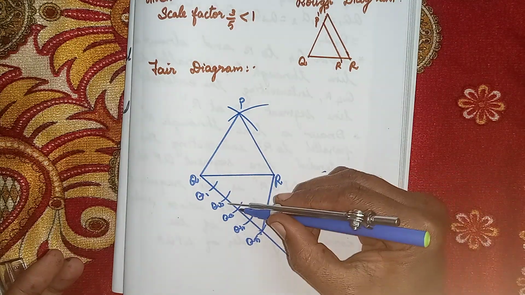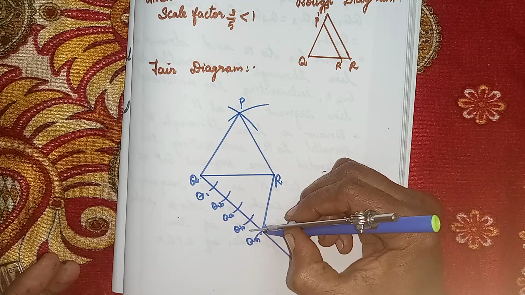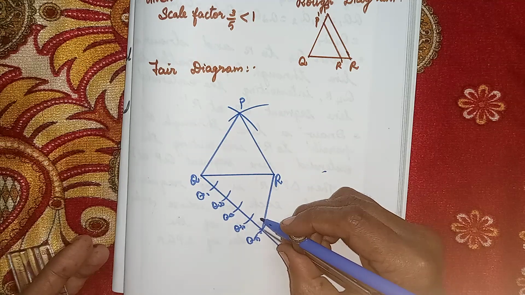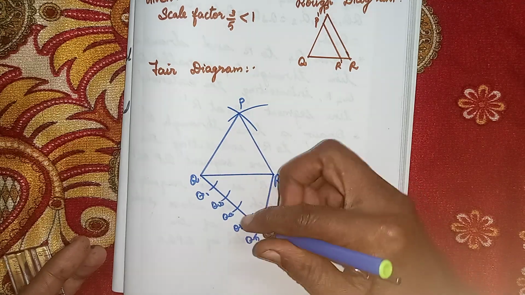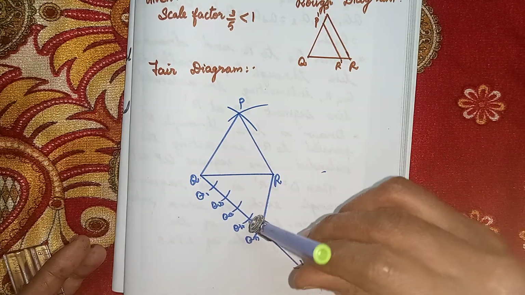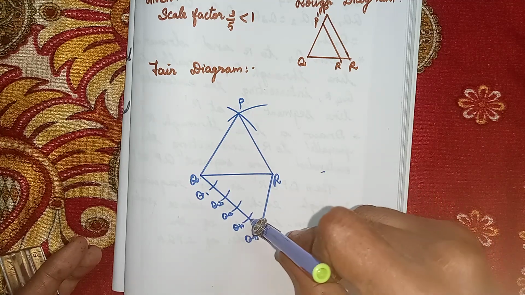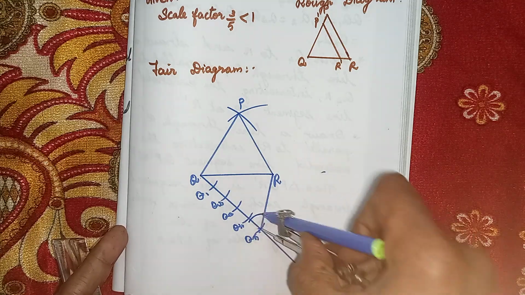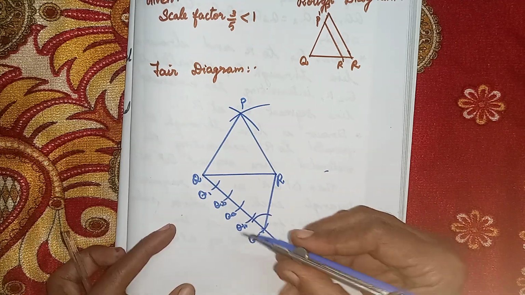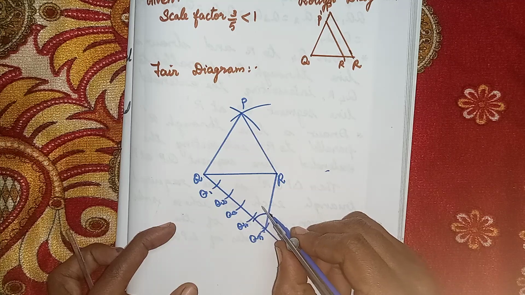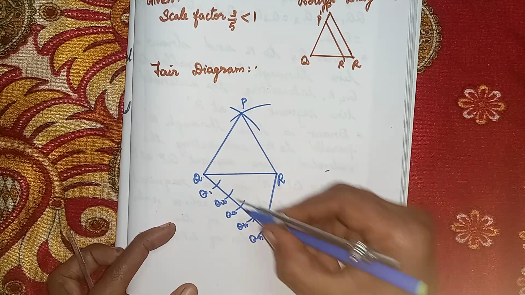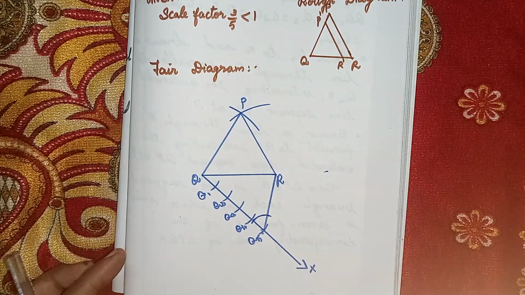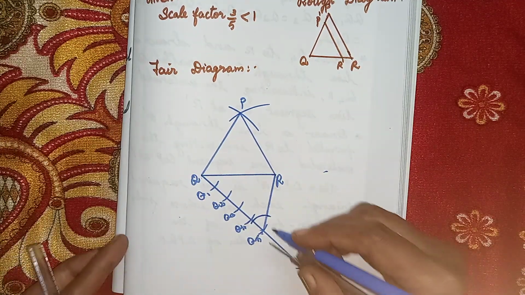Now we have to see this Q5. We want to take Q5 and Q3. From this Q5, you have to draw an arc. This arc should cut two places here. It should cut this line QX as well as the line Q5R, touching with the same measurement.